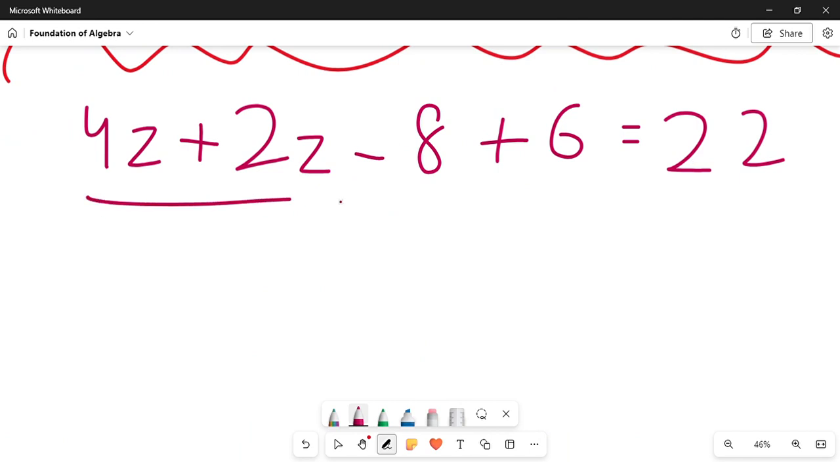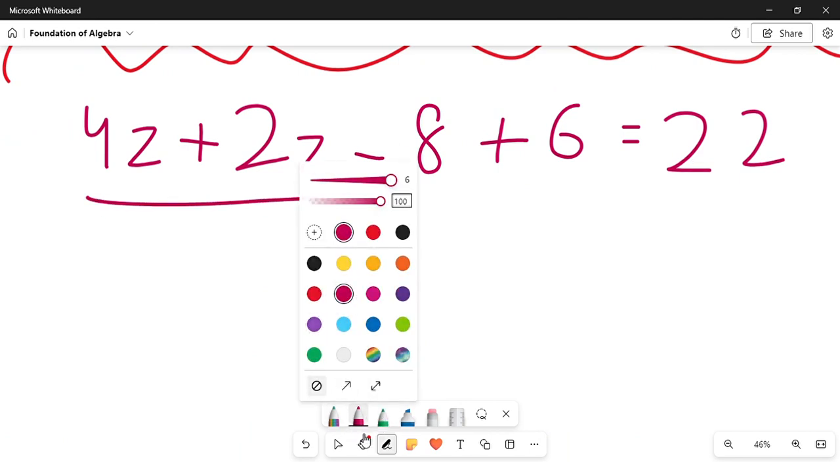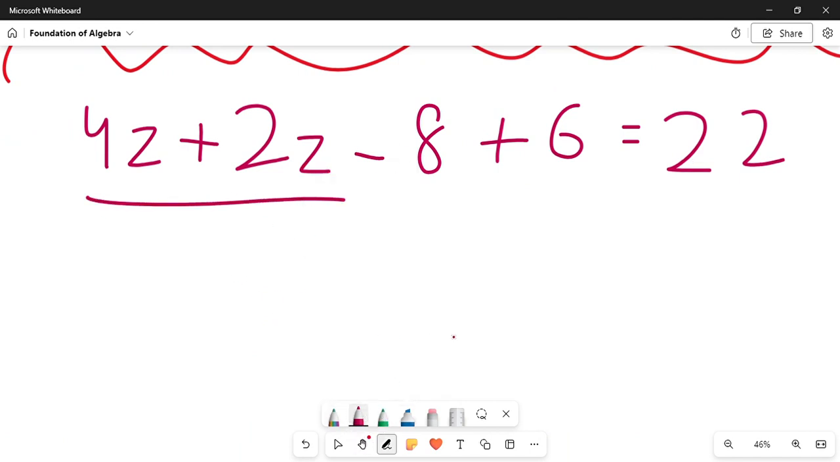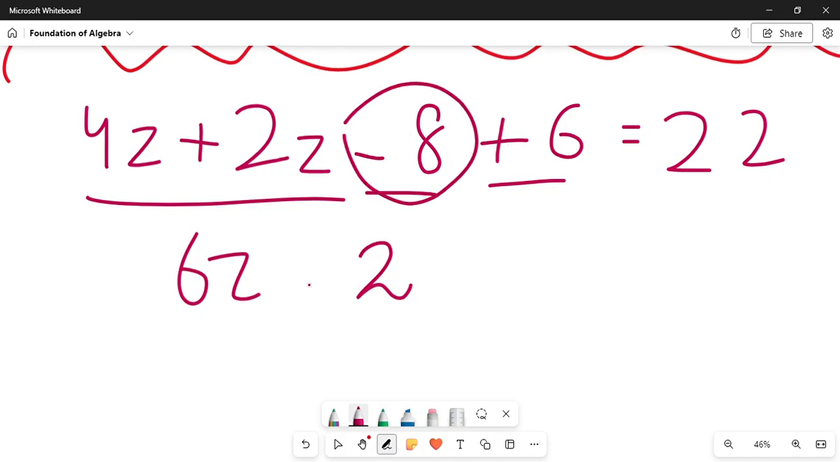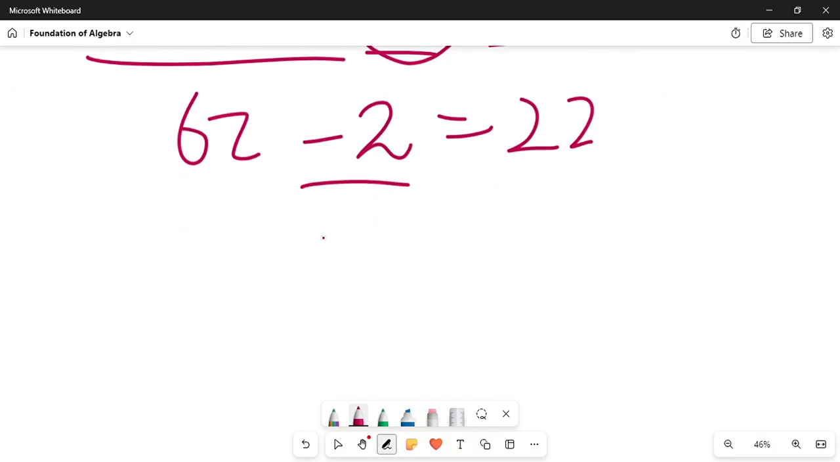So, like terms again, we're gonna add these. So 6z, minus plus, so opposite sign, so we'll subtract them. 8 minus 2 is... 8 minus 6 is 2. So the sign of the greater number, which is 8, so minus sign here, which equals 22. Again, we don't need this minus 2 here, so 6z equals 22.